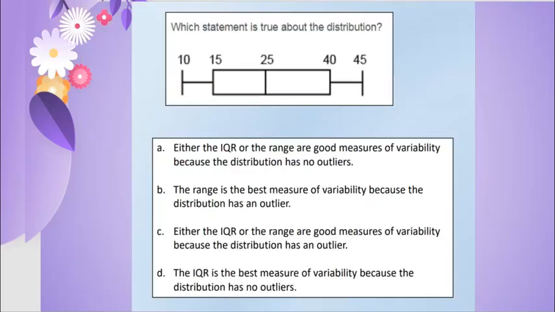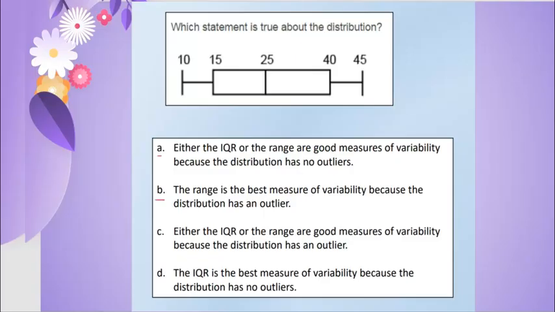Okay, look at this one. Look at this box and whisker plot. Which statement is true about this distribution? A, either the interquartile range or the range are good measures of variability because the distribution has no outliers.